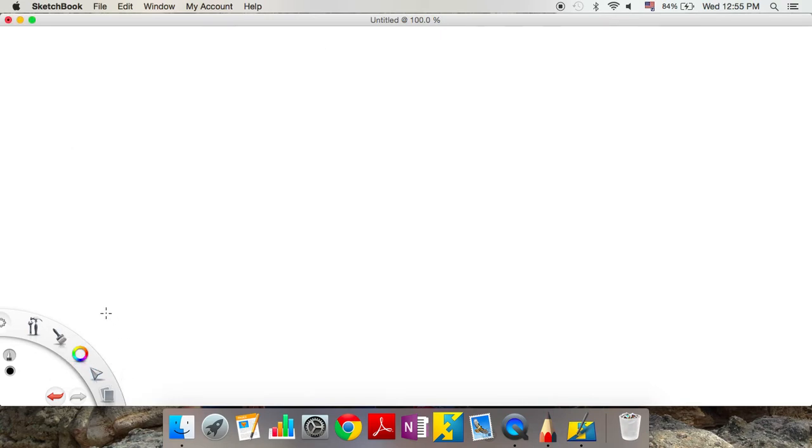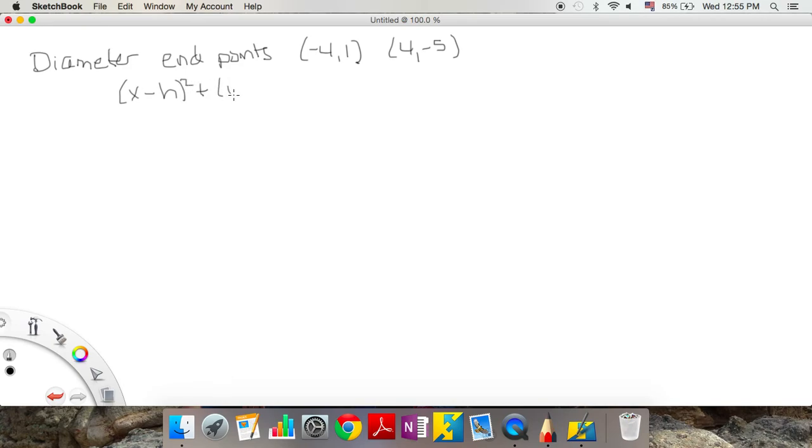Now let's try if we go the other direction. What if I tell you that the diameter of the circle has endpoints at (-4, 1) and (4, -5)? Well, if I want to know the equation for the circle from this information, then what I need, remember, I need h and I need k, so that's the center, and r squared.